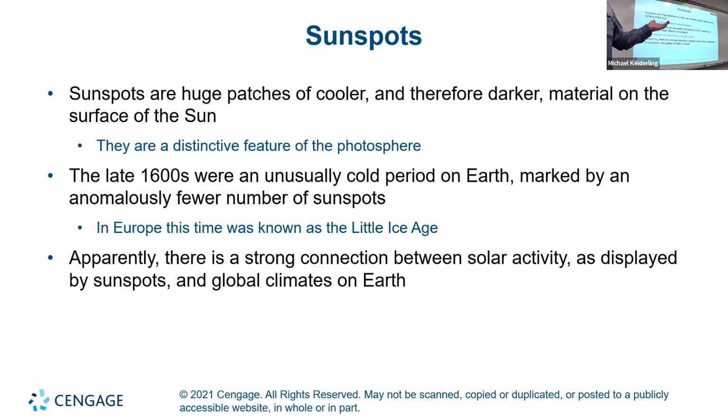And in the late 1600s, this was an unusually cold period on Earth, marked by also an anomalously fewer number of sunspots. So in Europe, this was known as the Little Ice Age. So there may be a strong correlation between solar activity displayed as sunspots and global climates on Earth. The main problem is our sunspot data only starts in the 1600s, and we can't go back any further. We have good climate data past that, but the sunspot data is only starting then. So we don't know what's going on in the sun in the past.